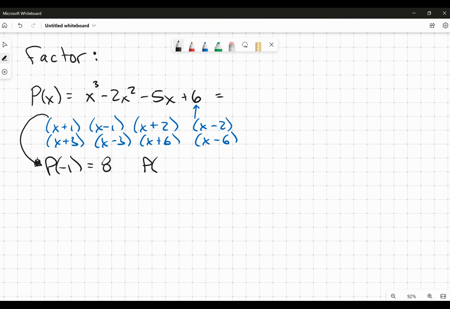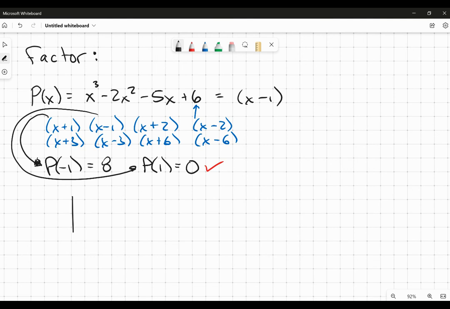If I evaluate that at positive 1, that's the same as dividing by the binomial x minus 1. And when you do that, you get a 0 here, and that means the remainder is 0, which means x minus 1 is the first factor I'm looking for. Now, most of the polynomials you're going to get at this level, it should be fairly easy to find that first one. We're not going out of our way to make it difficult for you to find that.